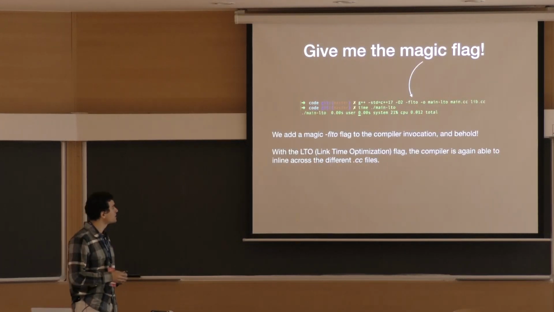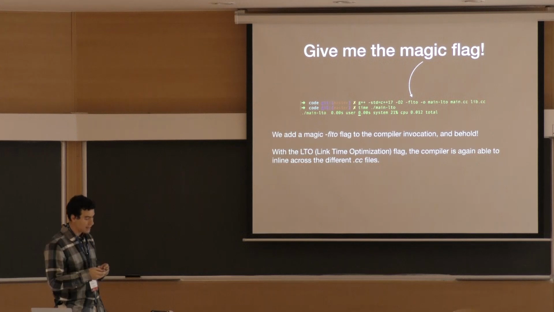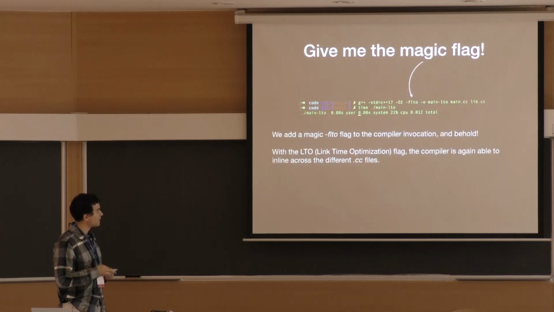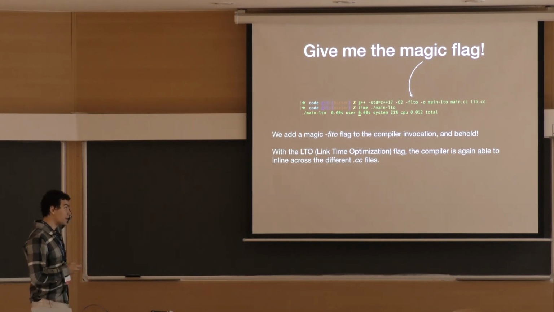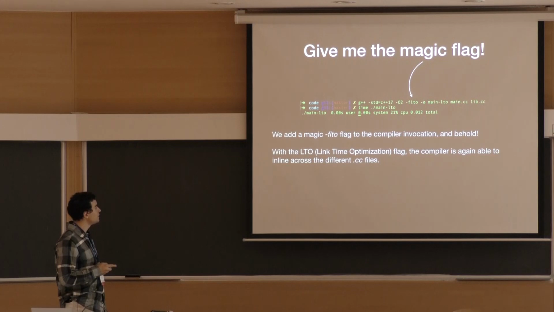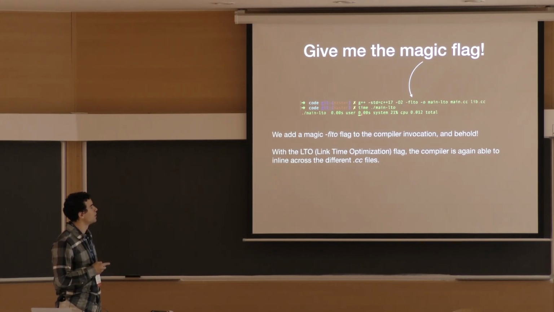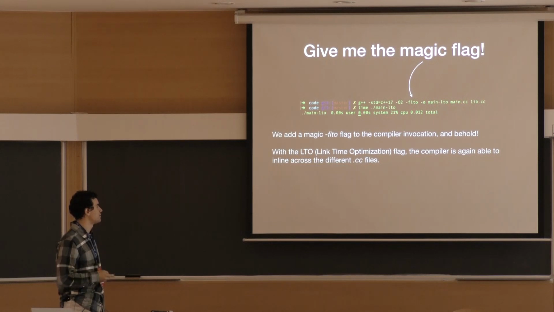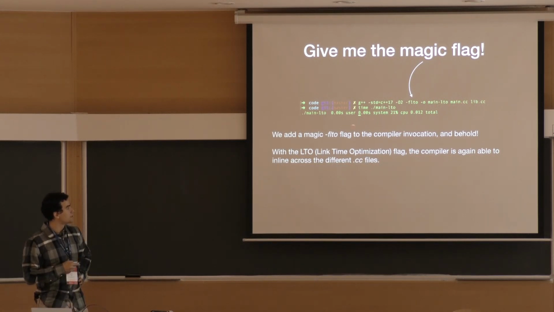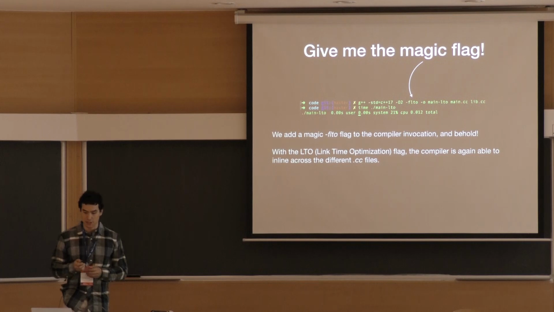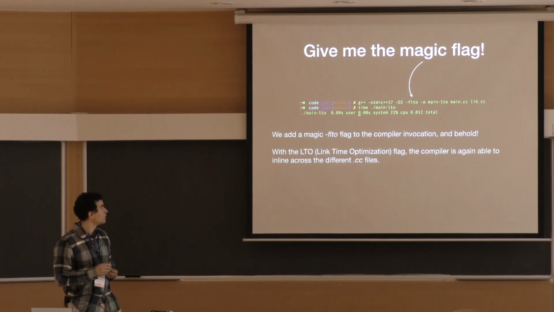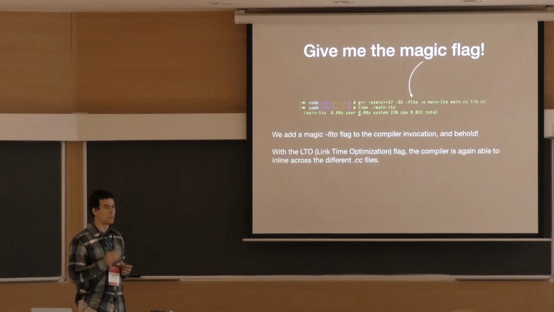OK, so what happens? We're not really happy with the situation here, right? So what we do is we add a magic flag. We add an -flto magic flag to our GCC or Clang invocation. And what it does is it restores the performance we had earlier. Basically, it optimizes everything out again. And this is the magic of link time optimization. Any questions so far? Cool.